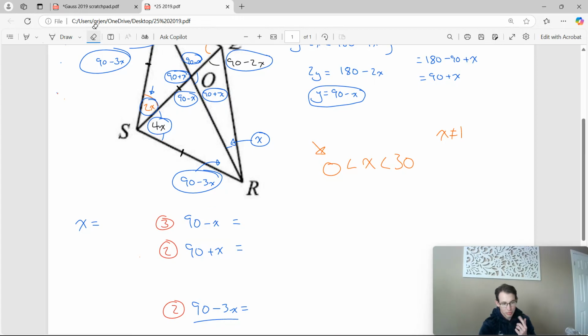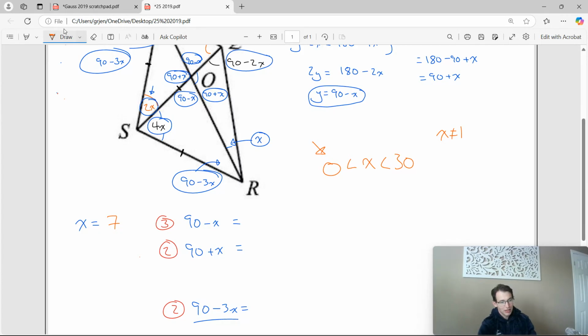So let's check some primes. If x is 2, then 90 minus x is not prime. If x is 3, 90 minus x is not prime. If x is 5, 90 minus x is not prime. If x is 7, then 90 minus x gives us 83. 83 is prime. We got 4 primes. Oh, look here, 97. 6 primes.